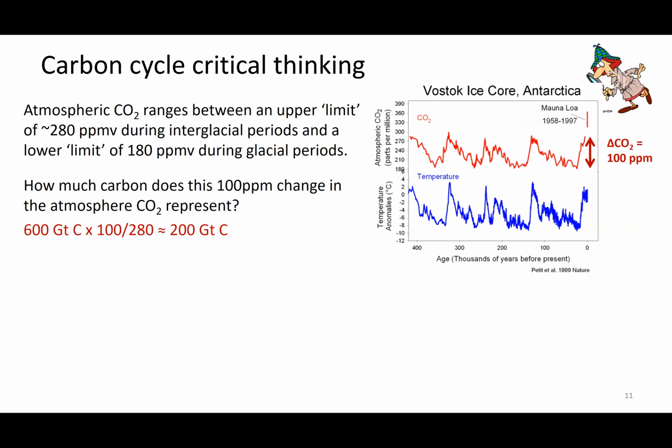So if you remember, the numbers for the terrestrial biosphere were in excess of 2,000 gigatons of carbon in the pre-industrial terrestrial biosphere, and so if that biosphere grew by a couple of 100 gigatons, then we might be able to explain the amount of CO2 that's removed during the glacial periods.